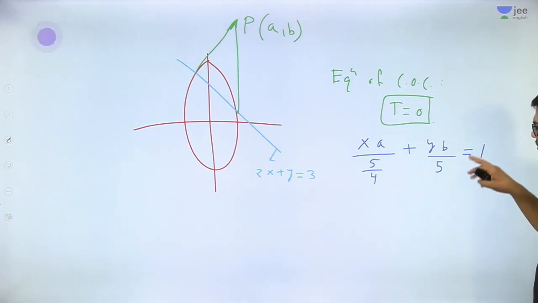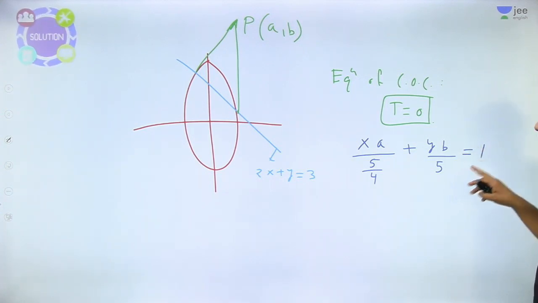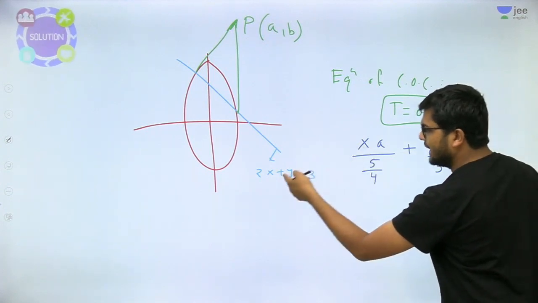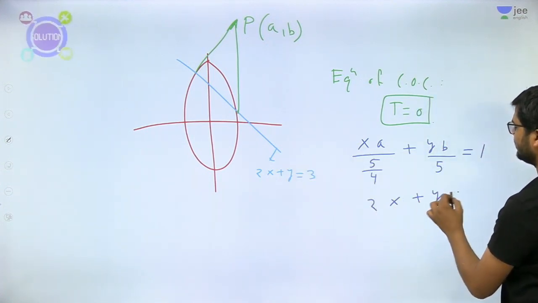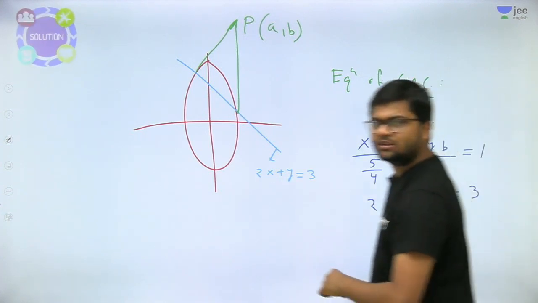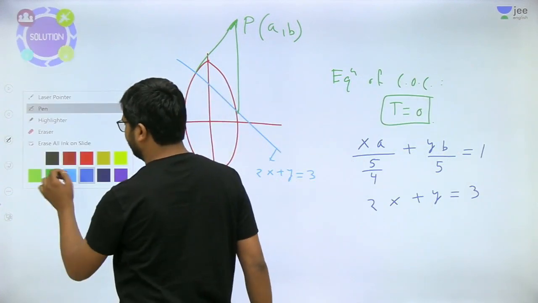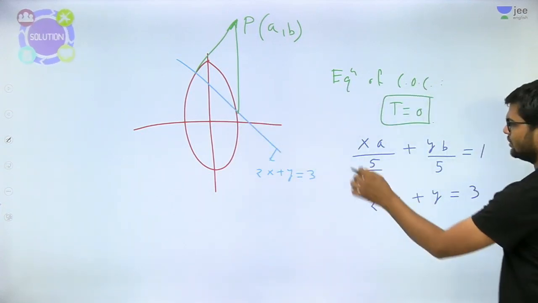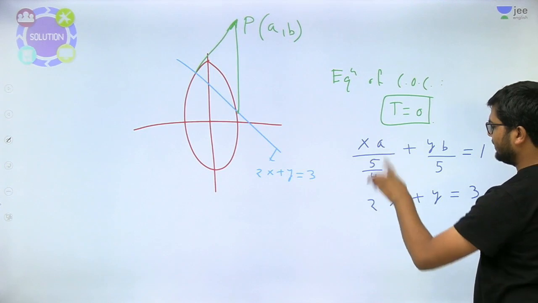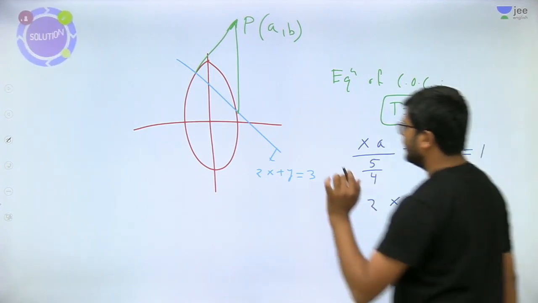Now this equation of chord of contact is the same as this equation, 2x plus y equal to 3. Now compare these two equations, you will get the answer. Getting my point? Yes or no? So first of all, write this above. It will become 4a by 10 equal to 1 by 3. So I am just comparing.